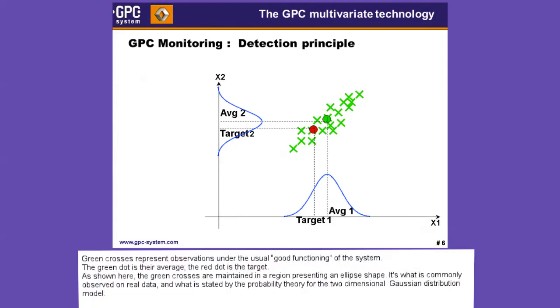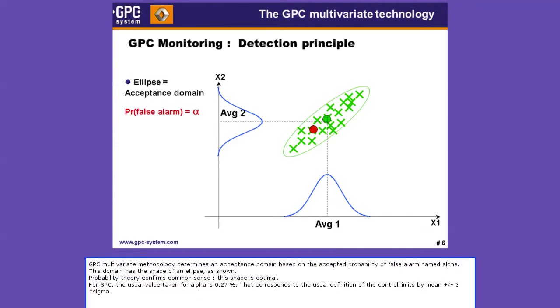Green crosses represent observations under the usual, good functioning of the system. The green dot is their average, the red dot is the target. As shown here, the green crosses are maintained in a region presenting an ellipse shape. It's what is commonly observed on real data, and what is stated by probability theory for the two-dimensional Gaussian distribution model.